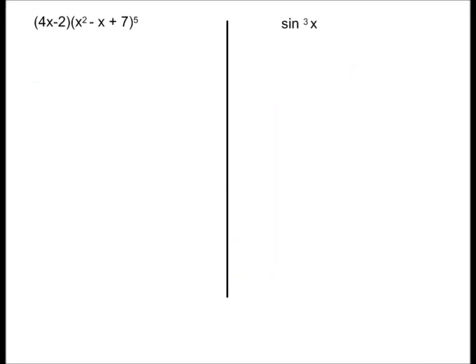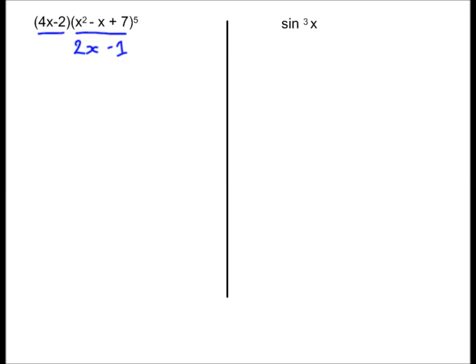So let's have a look at a question. The question is, I want to integrate 4x minus 2 times x squared minus x plus 7. The first thing that we need to do is we need to spot that if I differentiate x squared minus x plus 7, I get 2x minus 1. And that is half of this. So I'm out by a constant, which is what we're after.